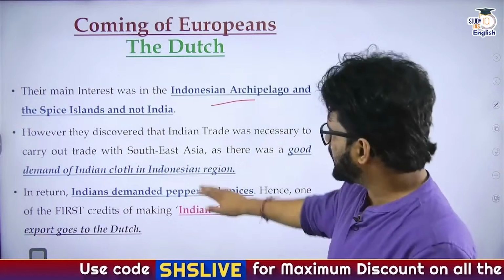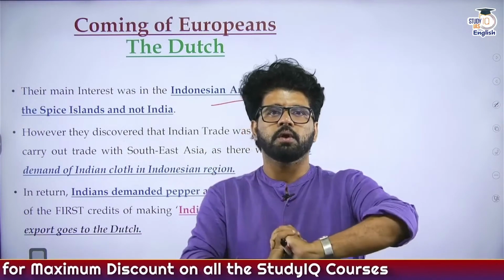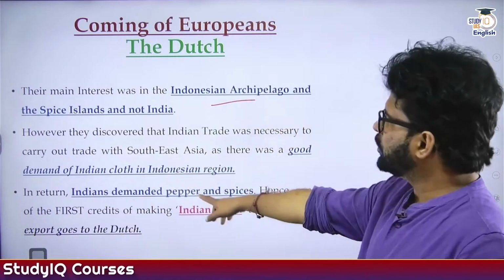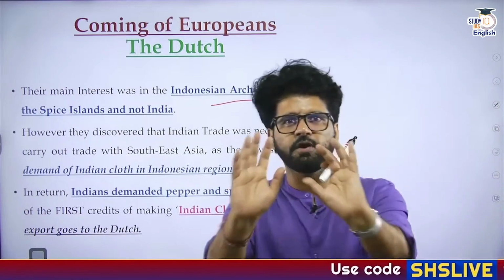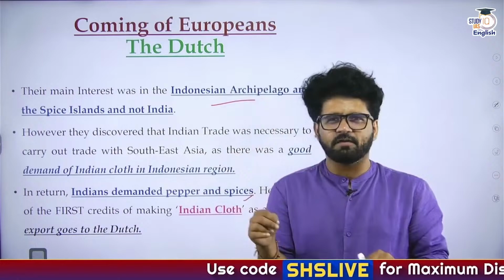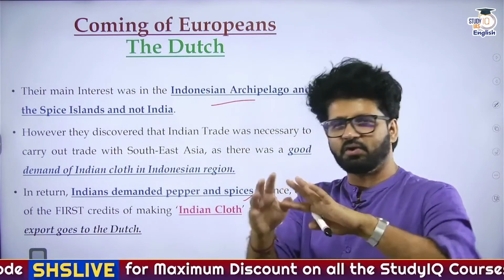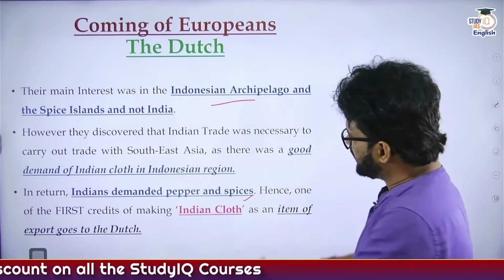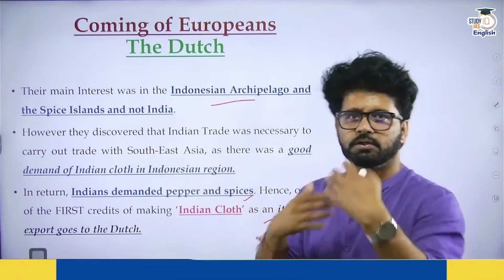We have discussed this as well. But they discovered that they can use Indian cotton textile for bi-directional trade. So that is what is written here. There was good demand for Indian cloth in the Indonesian region. In return, Indians demanded pepper and spices of Indonesia. We want those spices. Our chili is not that spicy. Let's have Indonesian chili. We should have variations, we should have options. Hence, one of the first credits for making Indian cloth an item of export goes to the Dutch. So we can see even the contribution of the Dutch here.